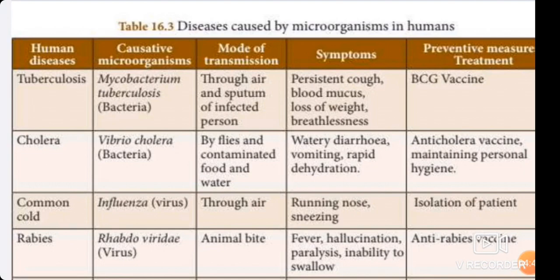And then paralysis. Paralysis means loss of muscle function in some part of the body, in one side of the body or both sides of the body. They are unable to move their hands, legs. That is paralysis. Inability to swallow. They are unable to swallow. Preventive measure, anti-rabies vaccine.